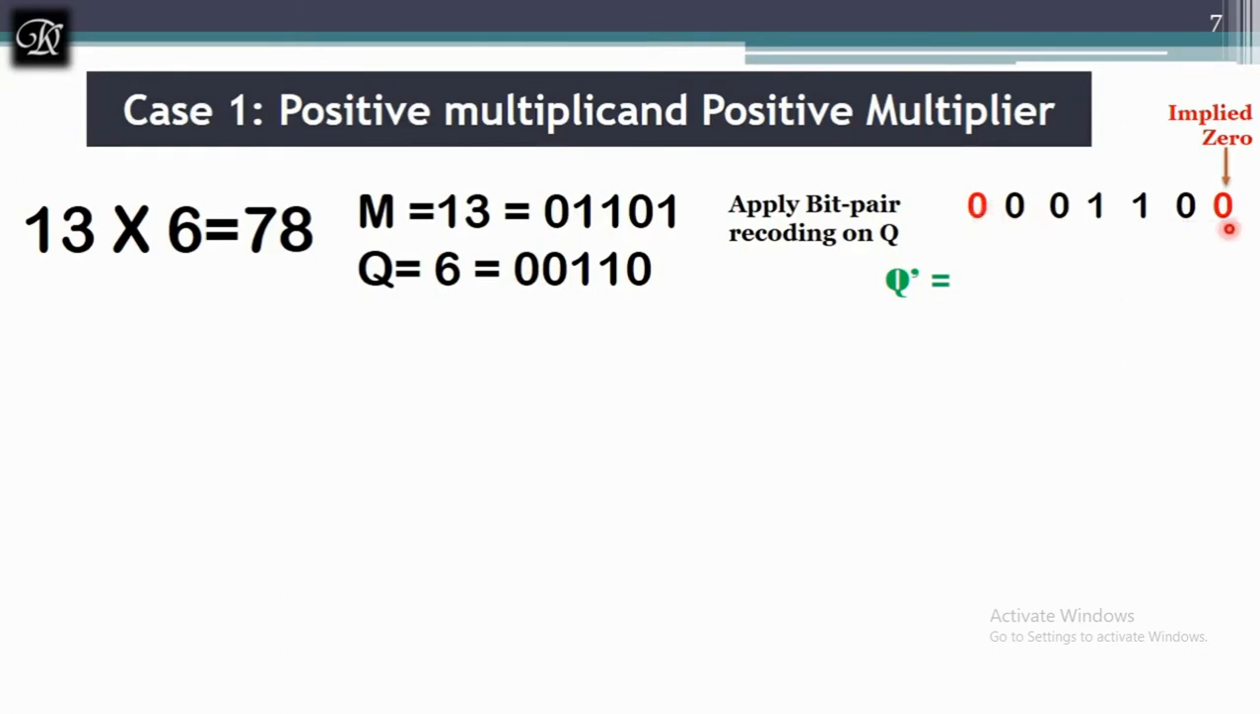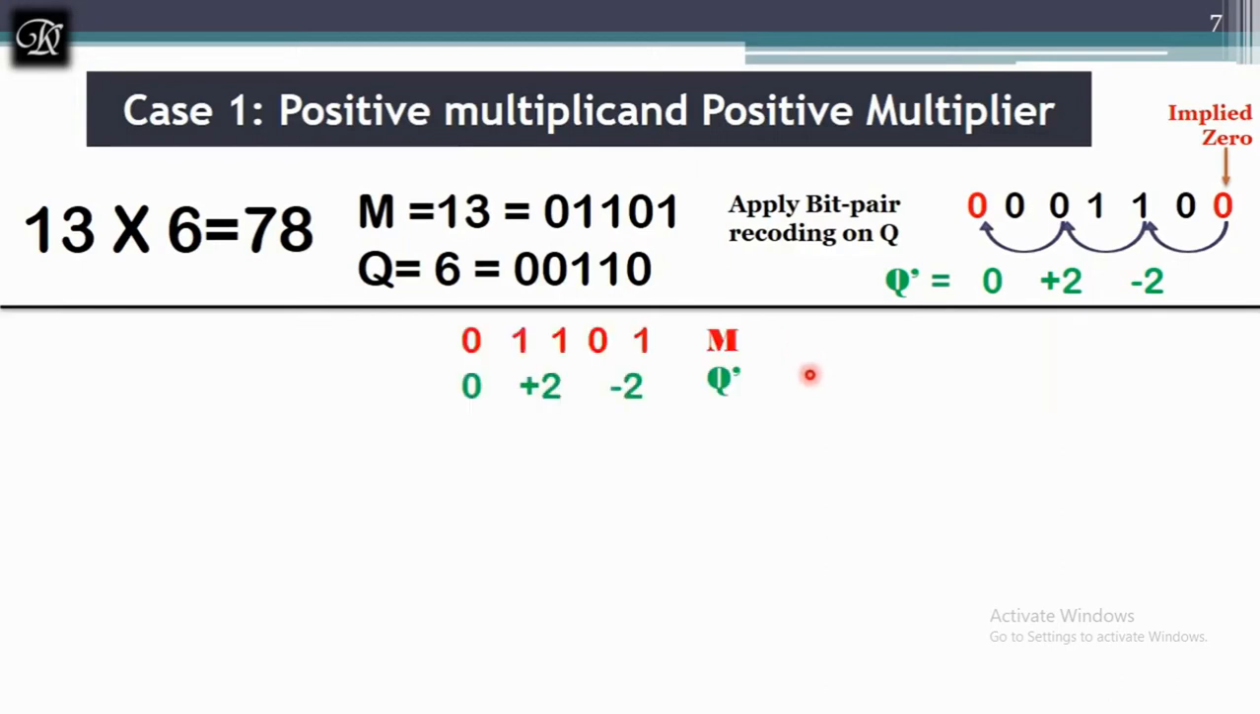Now make a group of 3. 1 0 0, as we have already seen, is -2, and 0 1 1 is +2, and when all are same, it's 0. This is what the new multiplier is. Next we will see how to multiply. This is the m and this is the new multiplier q dash.